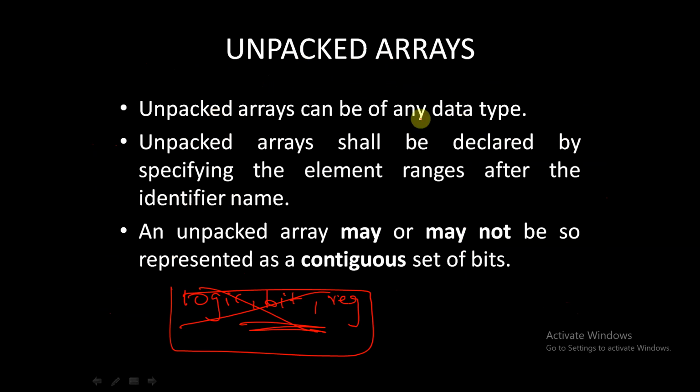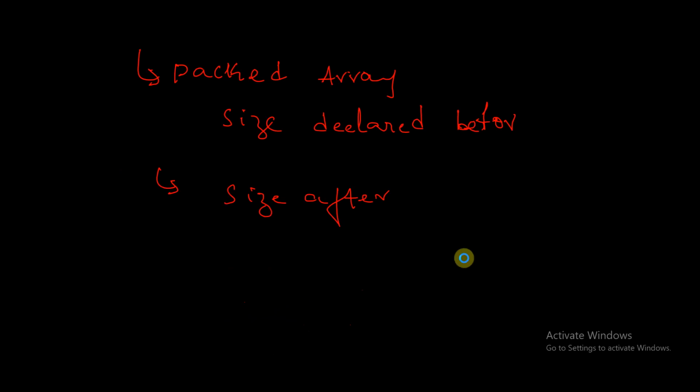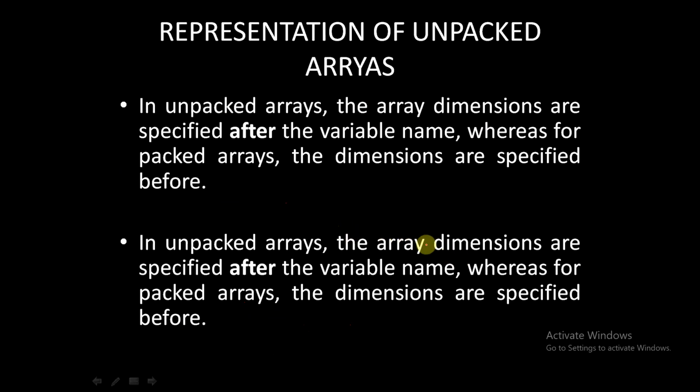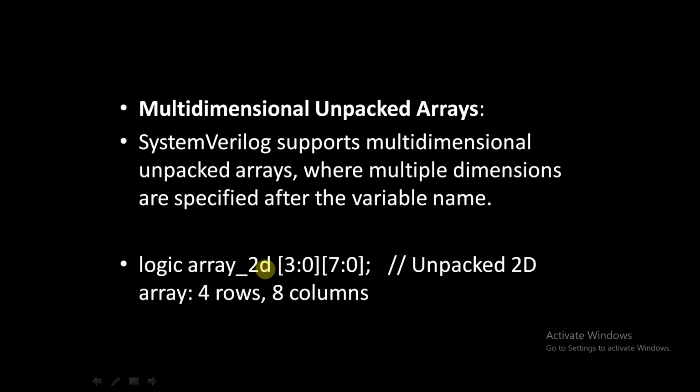Unpacked arrays can be of any data type, and shall be declared by specifying the element ranges after the identifier name. An unpacked array may not be represented as a contiguous set of bits. In unpacked arrays, the array dimensions are specified after the variable name, whereas in packed arrays, the dimensions are specified before. SystemVerilog supports multidimensional unpacked arrays where multiple dimensions are specified after the variable name.